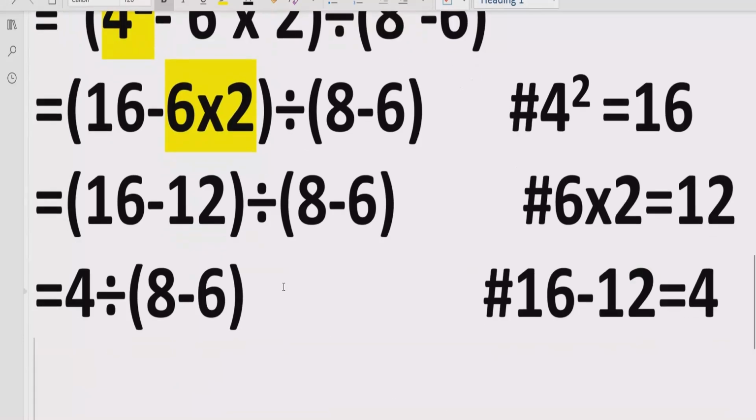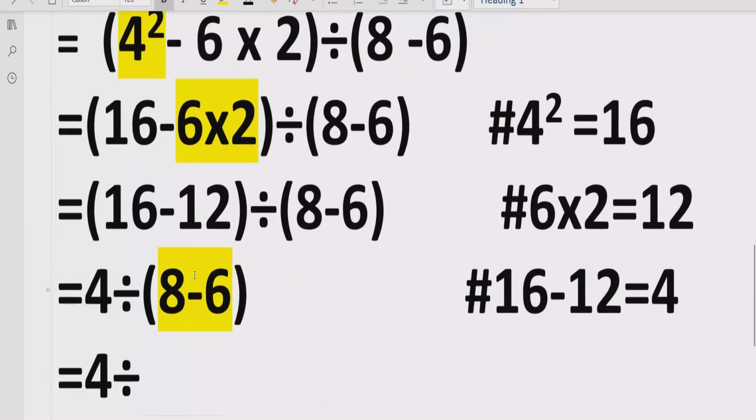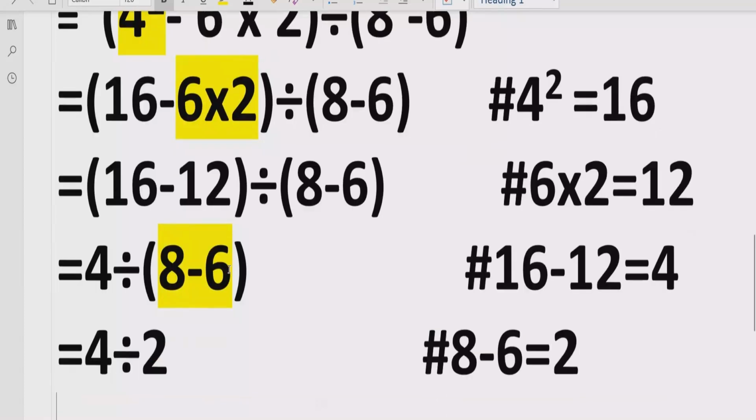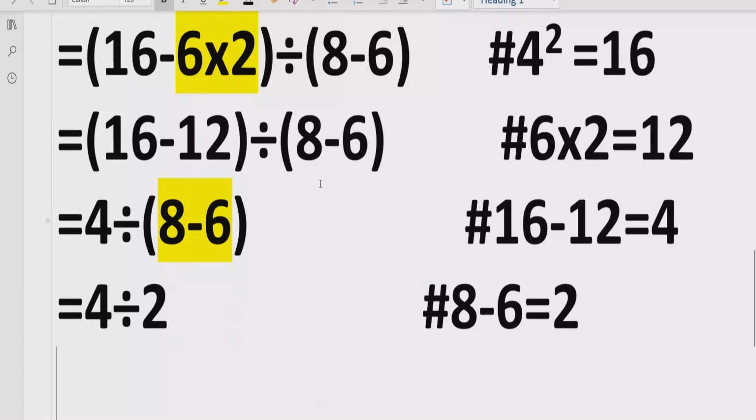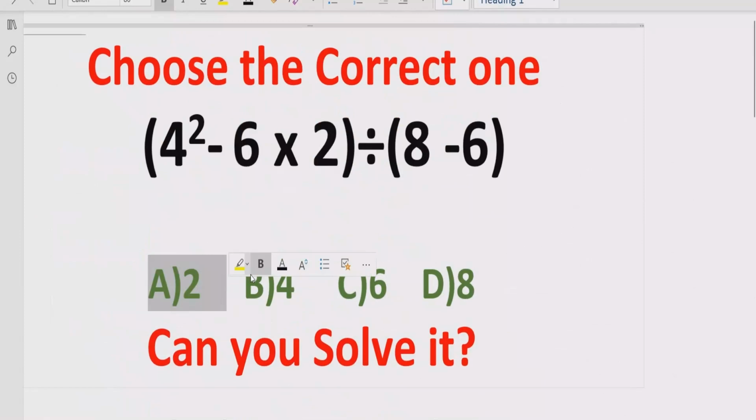Now we move forward. We have solved the first bracket. Now we have another bracket, which is this one. So now we have to solve this one, 4 divided by, 8 minus 6, which is equal to 2. And here we have to give the reference 8 minus 6 equals 2. Now we have two terms, 4 divided by 2. So we will divide these two terms and get the answer 2. So the answer of the given expression is 2. If you see the answer list, answer A is the correct answer of this expression.